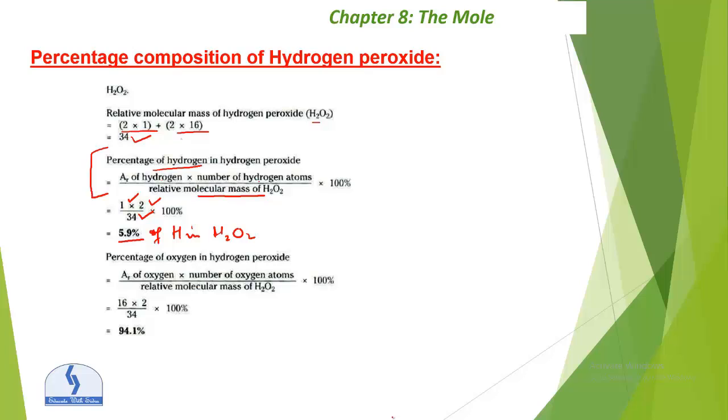And if you want to calculate the percentage of oxygen, just write here the atomic weight of oxygen and the number of oxygen atoms, the whole divided by the relative molecular mass. So the relative atomic weight is 16 and the number of oxygen atoms present in H2O2 is 2. If we are doing water, that is H2O, the number of oxygen atoms will be 1. But this is hydrogen peroxide, so there are 2 atoms of oxygen, and the relative molecular mass is 34. The answer is 94.1% of oxygen in H2O2. This is all about the percentage composition of hydrogen peroxide.